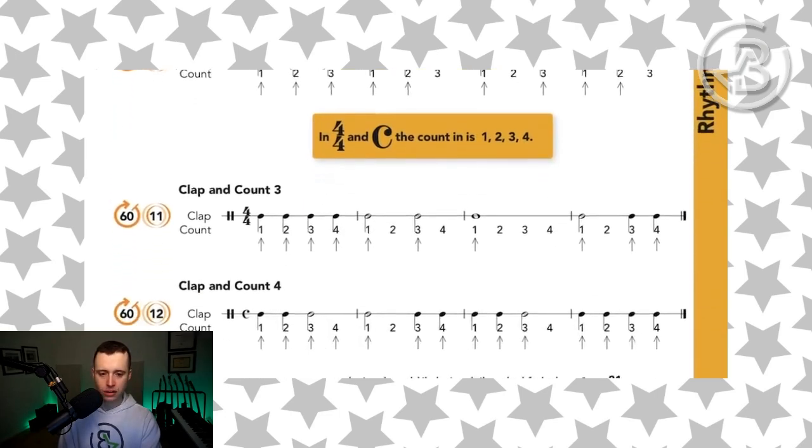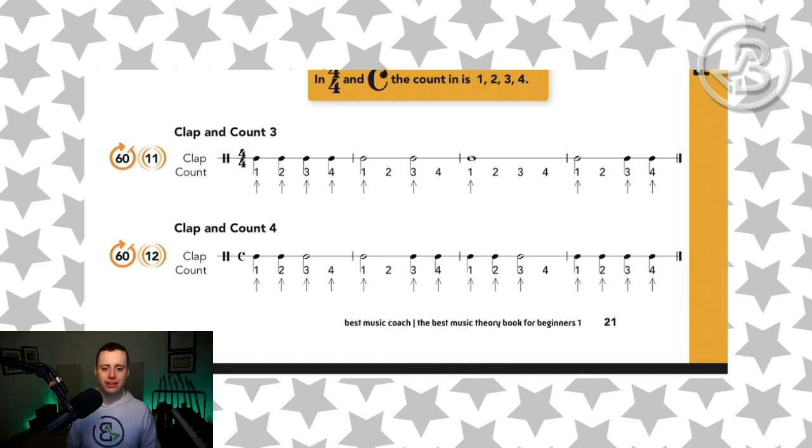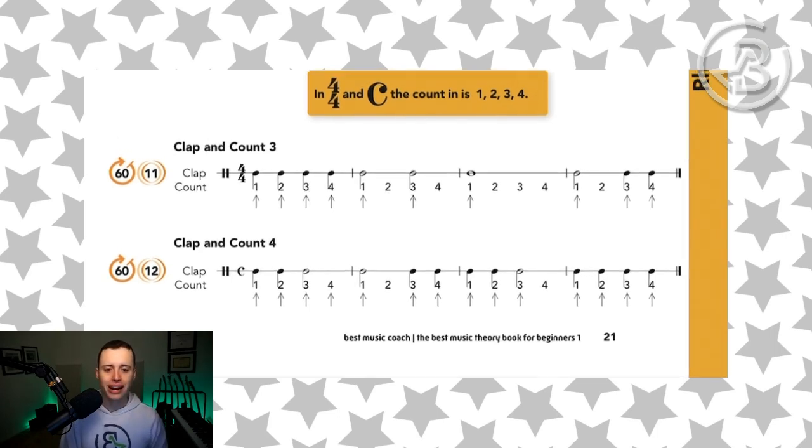Follow along with examples 9 and 10 from your book. Now let's look at clap and count 3 and clap and count 4, which are examples 11 and 12. Just a reminder that 4/4 and common time are the same. The count-in is 1, 2, 3, 4. The count for every measure is 1, 2, 3, 4. There should be 4 beats or 4 counts in every measure, and the quarter note gets the beat, or gets the count, is another way of saying that.